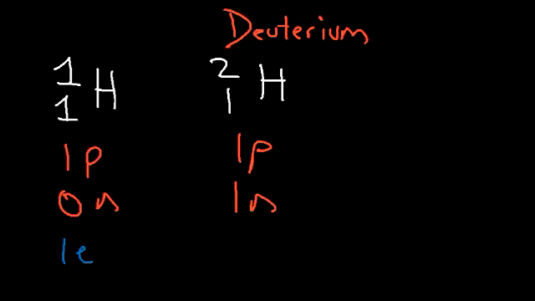The next one is tritium. Tritium has 1 proton. 3 minus 1 is 2, so it has 2 neutrons, and it has 1 electron. It's another isotope of hydrogen.